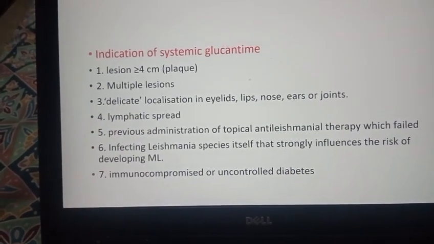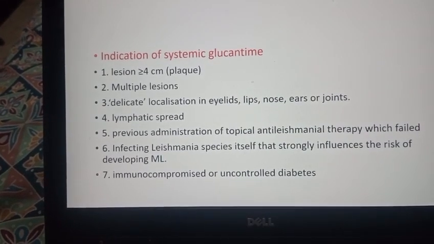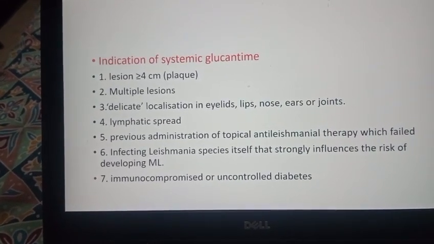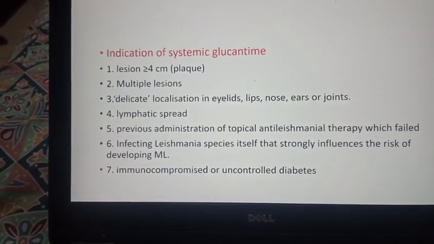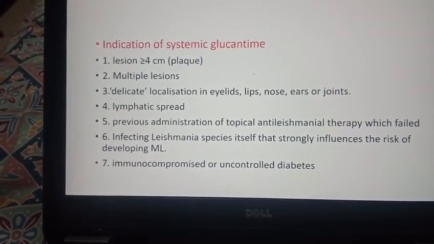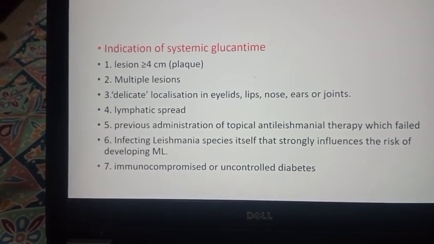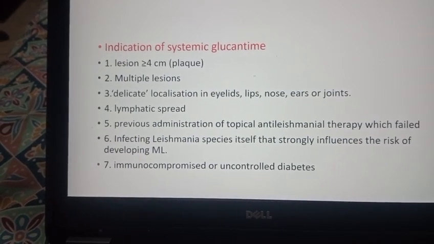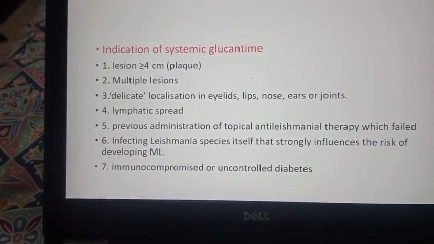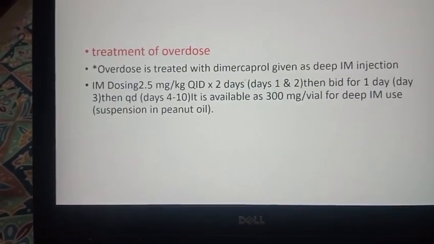The indications for systemic Glucantime are: the lesion is greater than 4 centimeters, there are multiple lesions, delicate localization, for example in the eyelids, lips, nose, ears, or joints, and there is lymphatic spread. Previous administration of topical therapy which failed, or immunocompromised state and uncontrolled diabetes, or the infecting leishmania species itself that strongly influences the risk of mucocutaneous leishmaniasis.